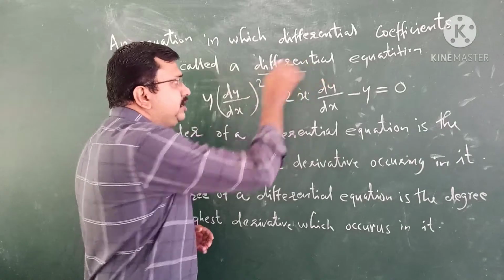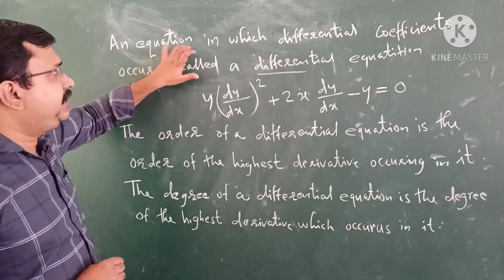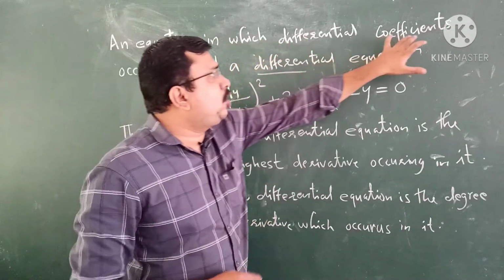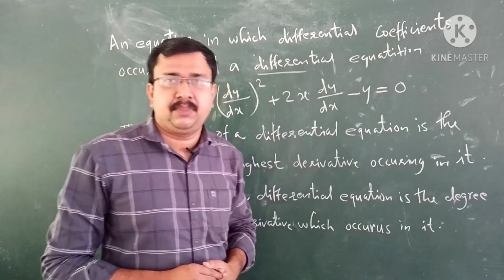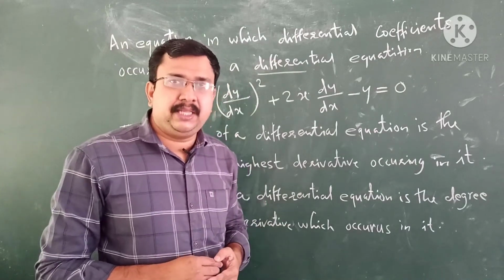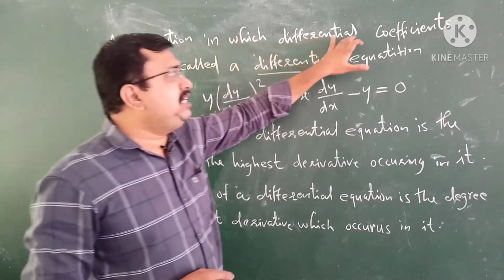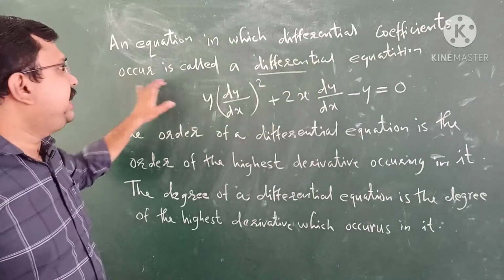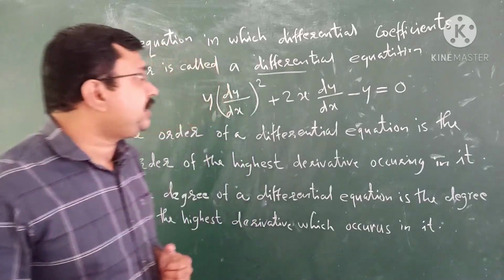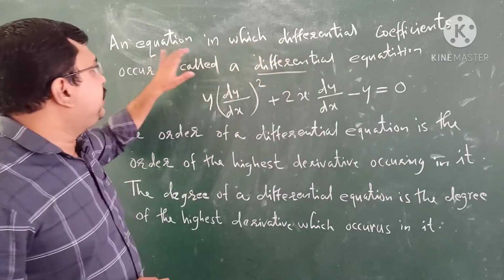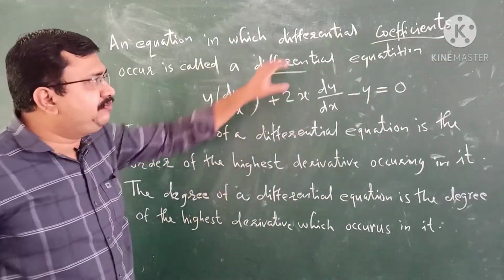What is a differential equation? The definition of a differential equation is: an equation in which differential coefficients occur is called a differential equation. Remember that a differential equation means an equation in which differential coefficients occur.